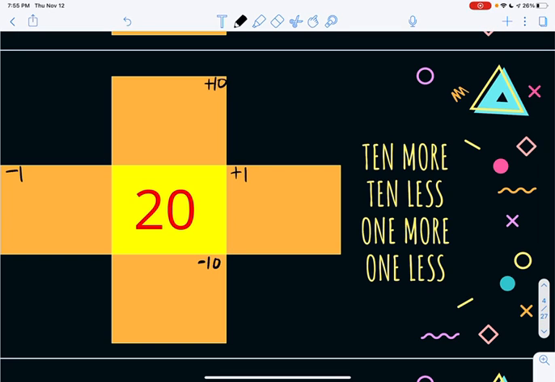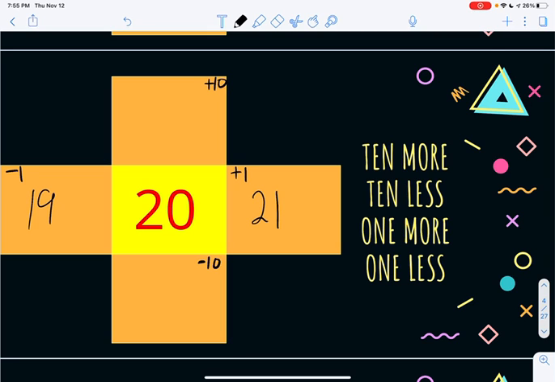So what is 1 more than 20? 21. What is 1 less than 20? Remember, when you have 1 less than a 0, you go down to the next place. So that will give you 19.